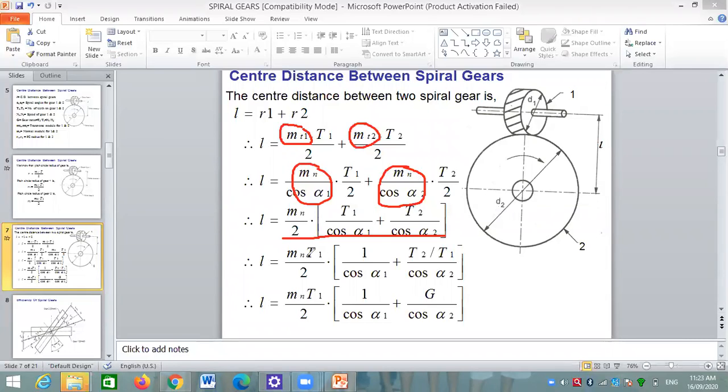Okay, then here I will take T1 as common. Therefore, here 1 by cos of alpha 1, and taking T1 as common, we will get here T2 by T1. Therefore, L is equal to Mn into T1 by 2 into 1 upon cos of alpha 1 plus G upon cos of alpha 2, where G is equal to T2 by T1.